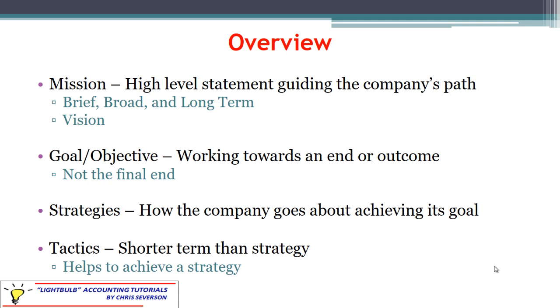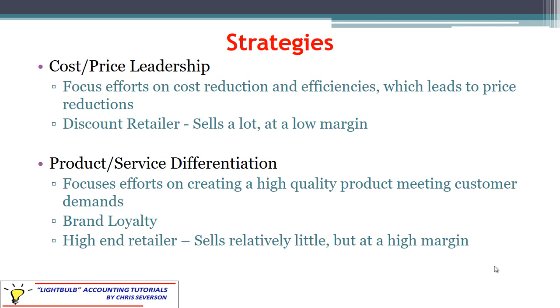Now, tactics. When you hear the term strategy and tactic, they sound very similar. Strategy tends to be a little bit longer term, whereas a tactic is kind of a breakdown of the strategy. These are shorter term methods for applying a strategy. These help to achieve a strategy. So as I mentioned, let's take a look at the two main types of strategies that companies may adopt to be successful, to meet their goals.